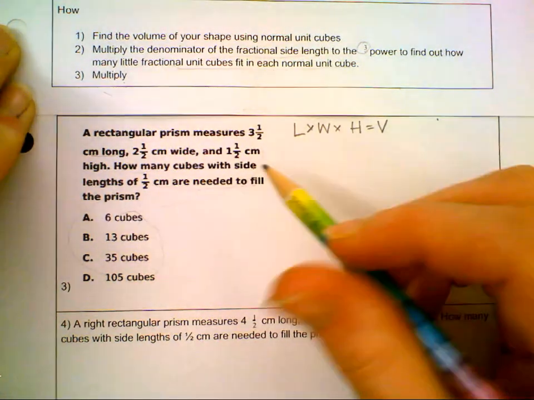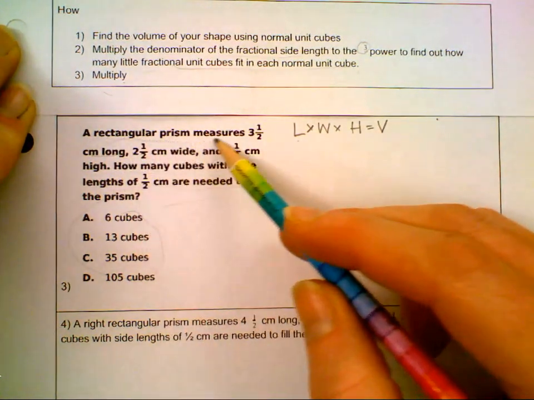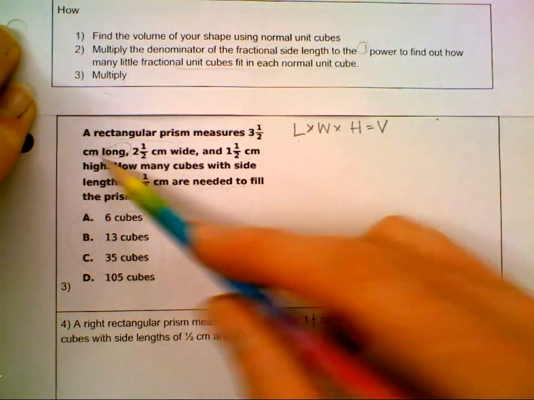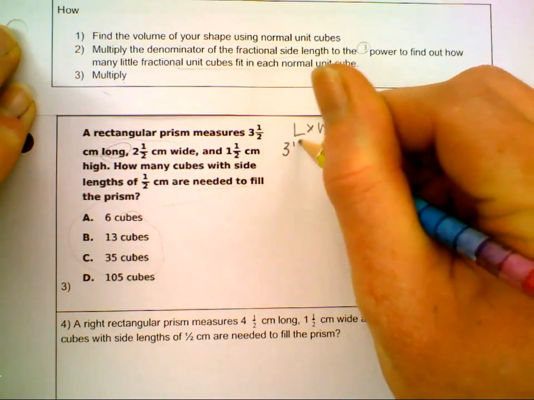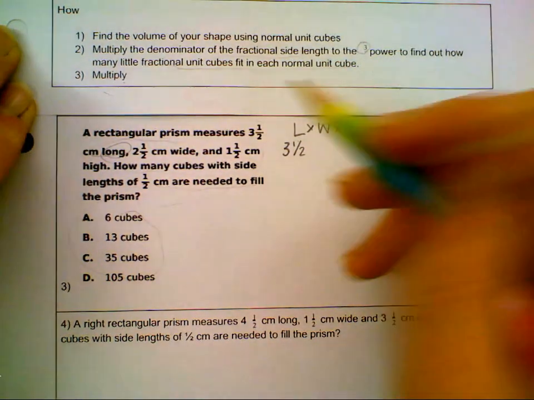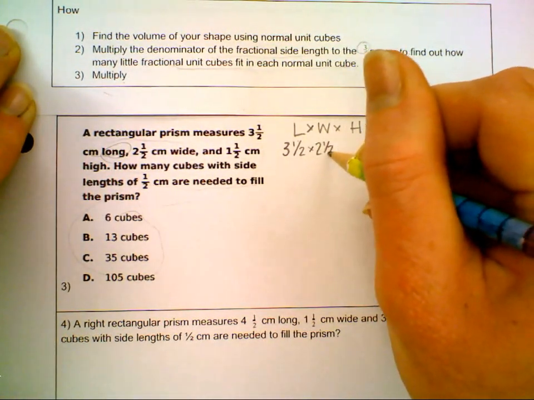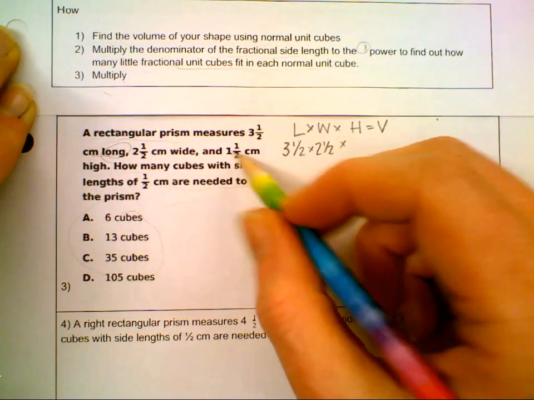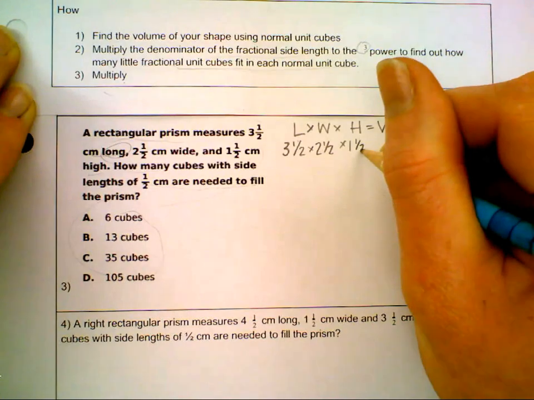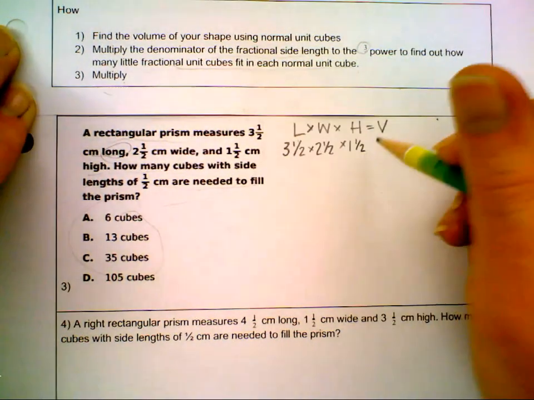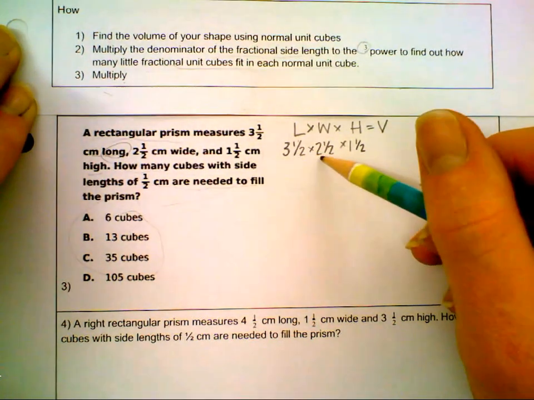Let's look back in the problem and find length. A rectangular prism measures 3.5 centimeters long. That means length. So 3.5 centimeters. And then wide, 2.5 centimeters. And then 1.5 centimeters high. So that's my measurement for height. And that, once I multiply them, will give me my volume. However, it's quite difficult to multiply these numbers in mixed number form.